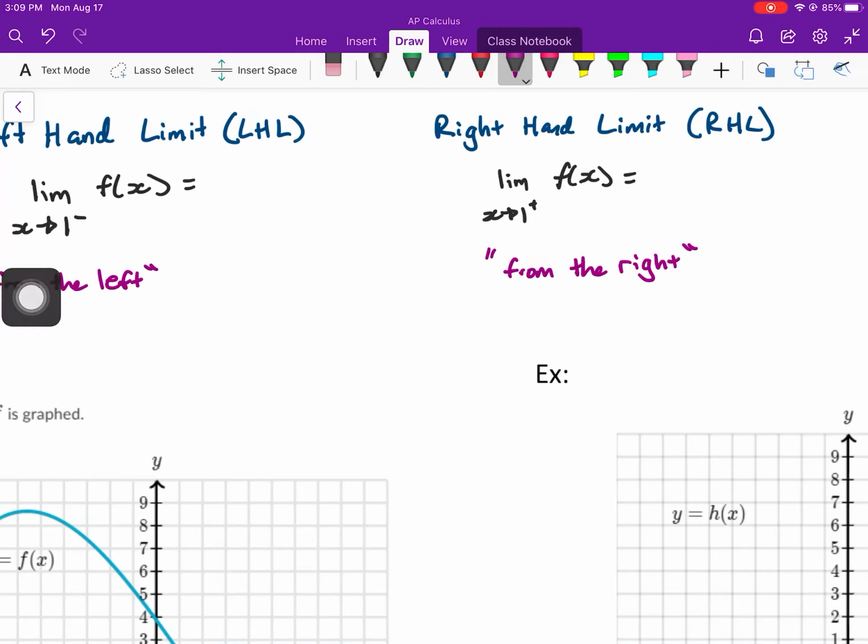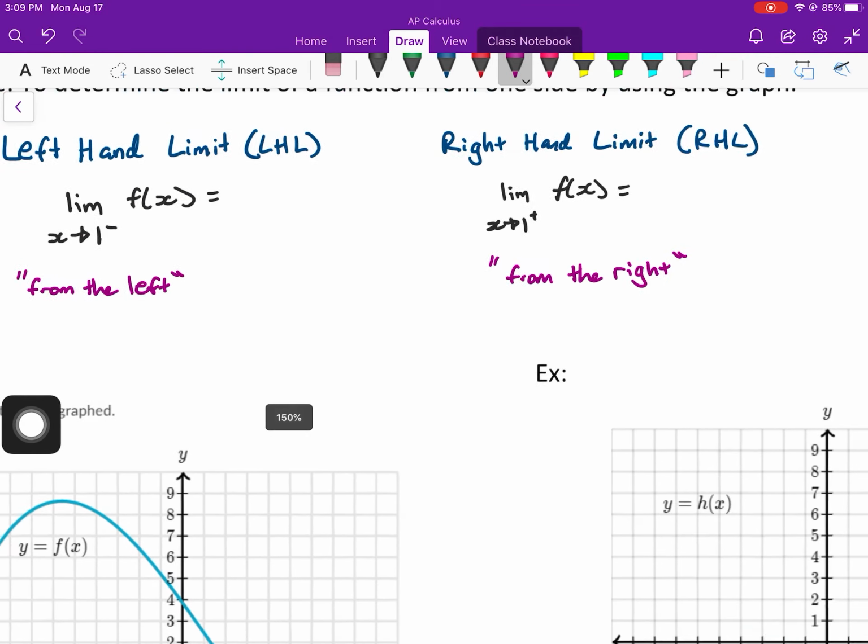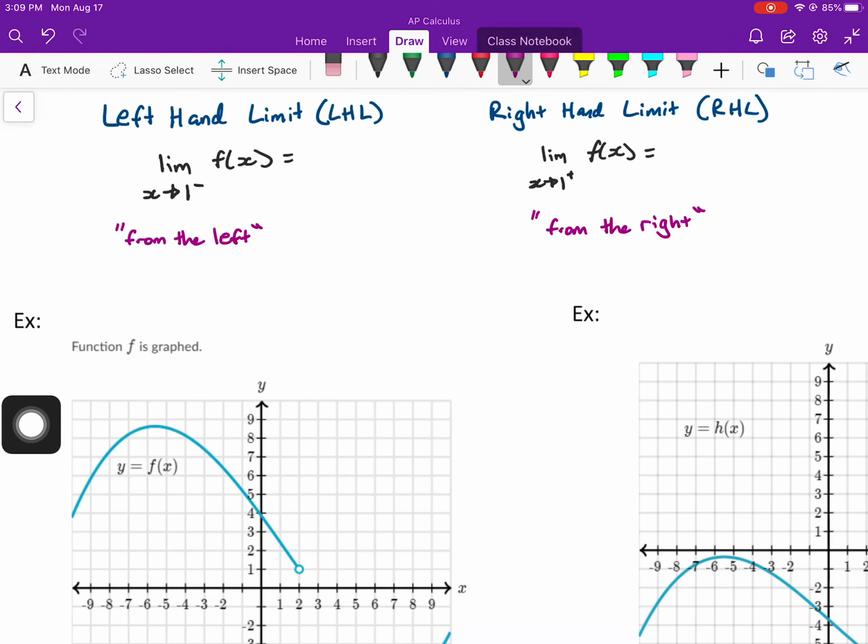Obviously, on the AP test, don't be writing that. That's not how they're going to accept it. You're going to have to write it with this notation here, write it out like that. But just so you know later on, if I put LHL or RHL, you'll know that I'm talking about left-hand limit, right-hand limit. And so what we use is an exponent. The negative exponent is the left-hand limit, and then the positive exponent would be the right-hand limit.